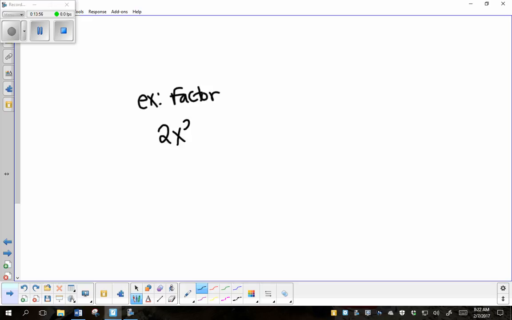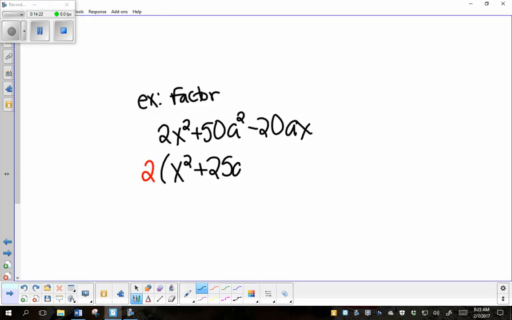We're going to factor 2x squared plus 50a squared minus 20ax. So first, let's see, is there something we can factor out of all 3 of those terms? We can't take any letters out because they don't all have an a and an x. But we could divide all those numbers by 2, right? So let's take a 2 out. I'm left with x squared plus 25a squared minus 10ax. So now we want to see if we can factor this guy anymore.